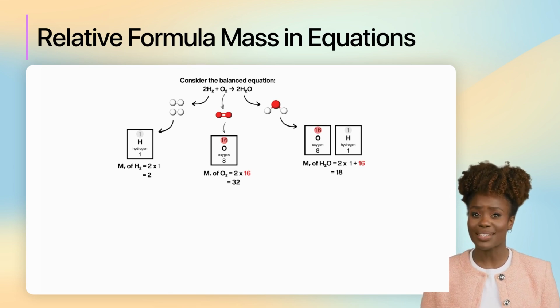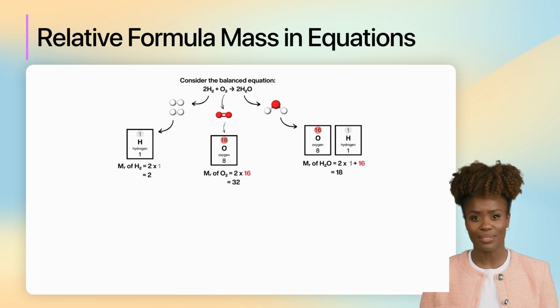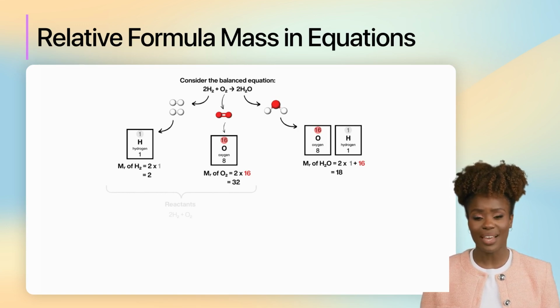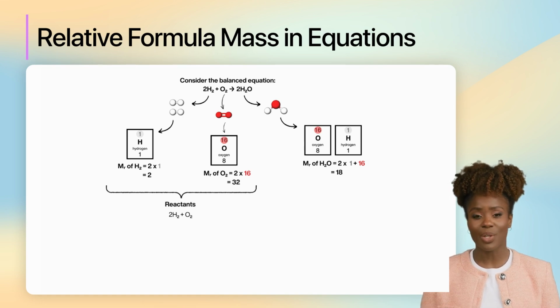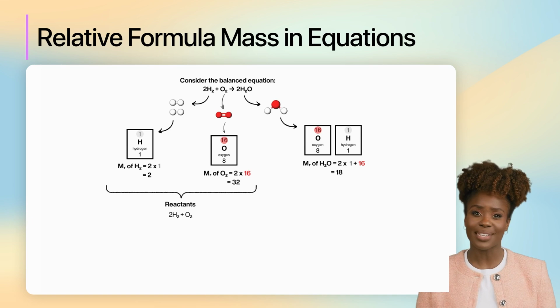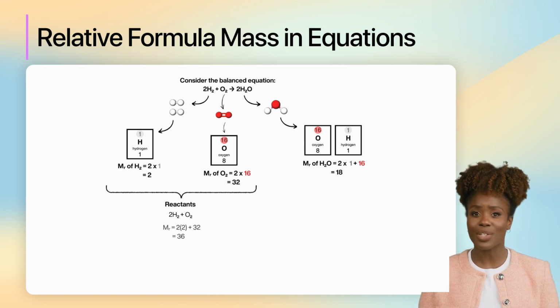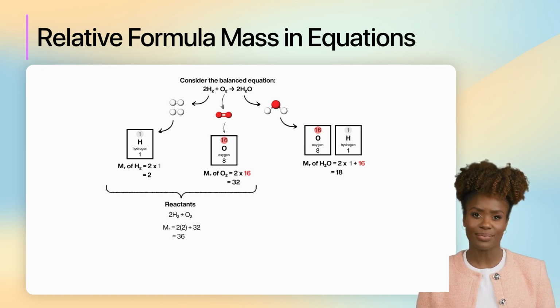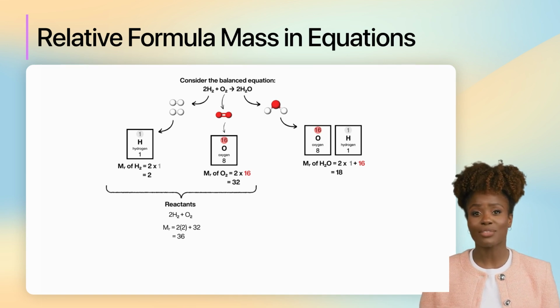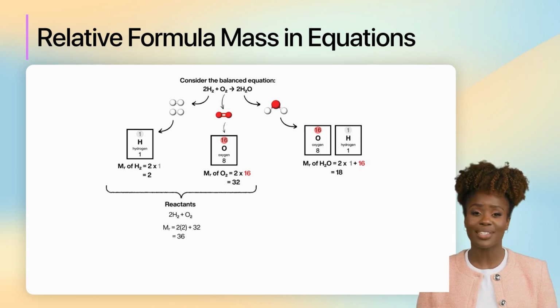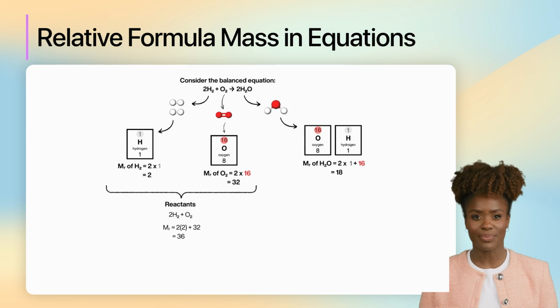Next, we must consider the coefficients in our balanced equation. Let's first consider our reactants, 2H2 and O2. We know that the formula mass of H2 is equal to 2. Next, we know that the formula mass of O2 is equal to 32. So, to find the relative formula mass of our reactants, we need to add 4 plus 32, which is 36. Therefore, the relative formula mass of our reactants is equal to 36.